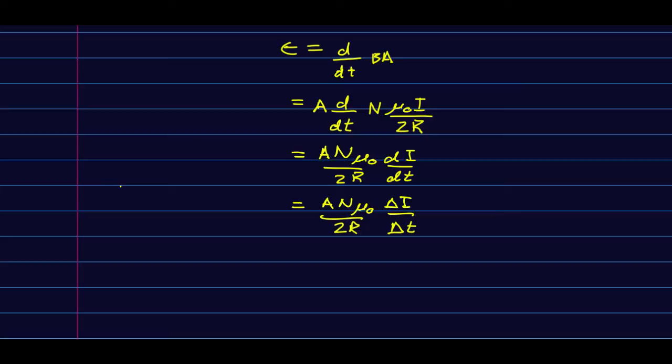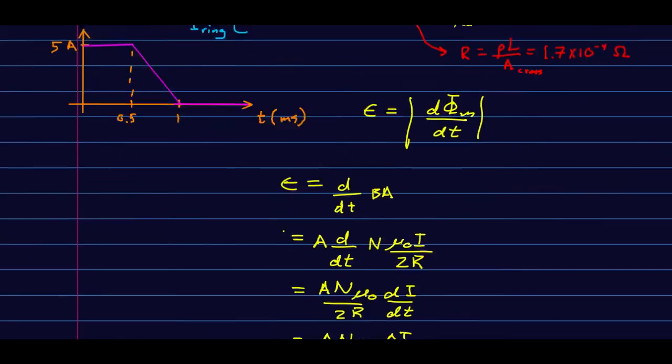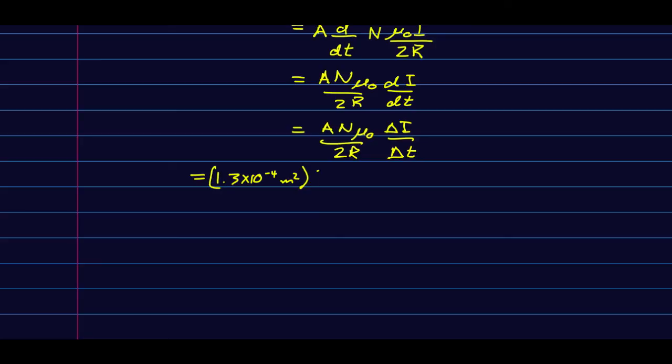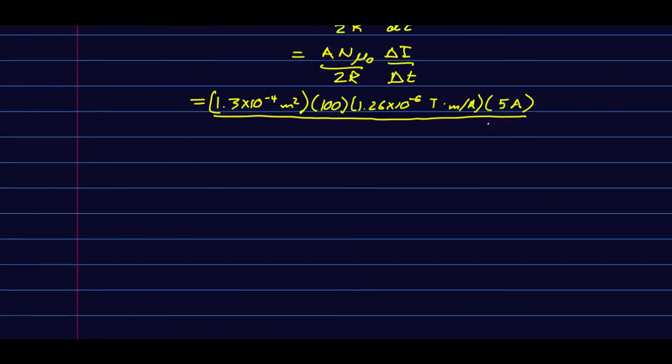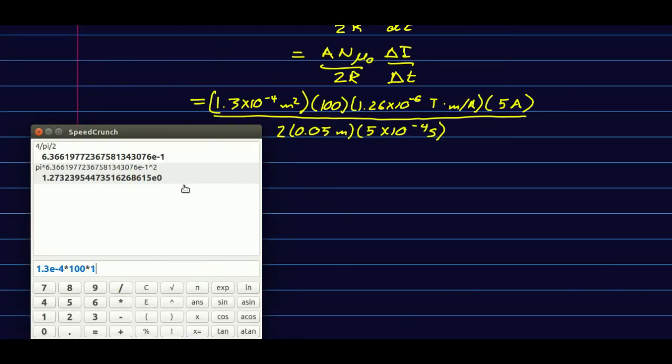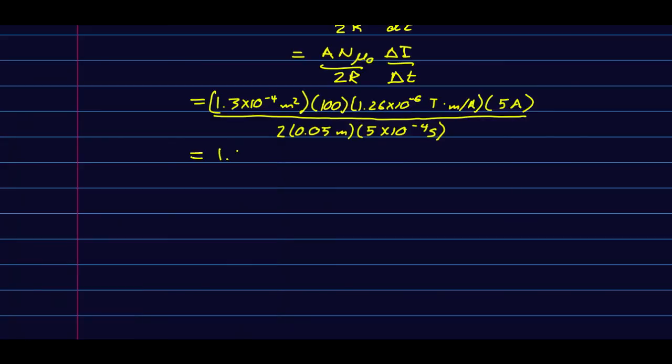So I am now going to plug in the numbers and get this EMF, and you might want to do it at the same time in your own calculator. I get 1.6 times 10 to the negative 3, and let's look at the units.